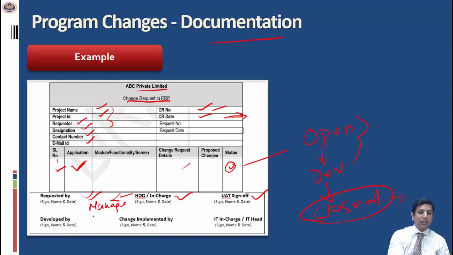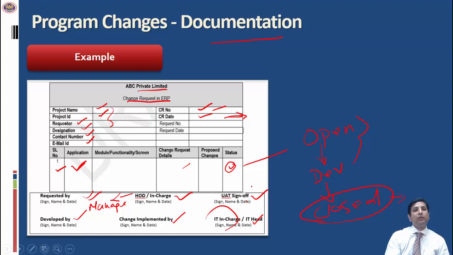Who has developed the change and who implemented the change, and whether the IT head is aware of the change being implemented. Typically, it is the IT who provides the final implementation go ahead. Here we can see who has done the UAT.